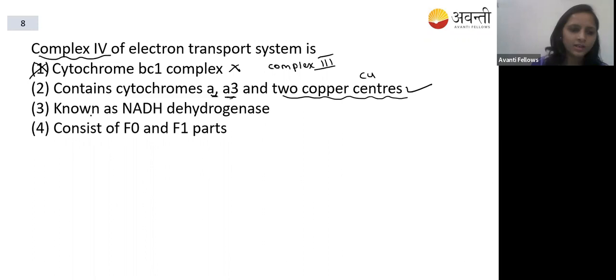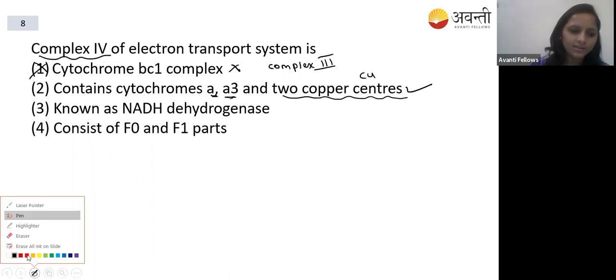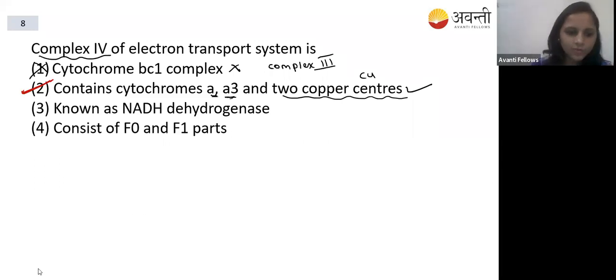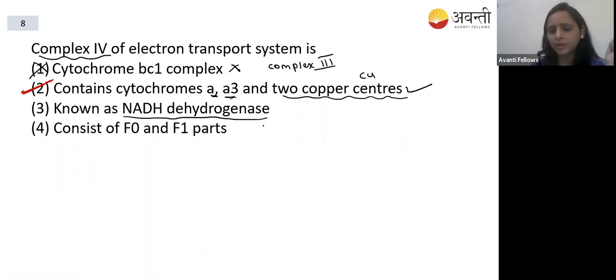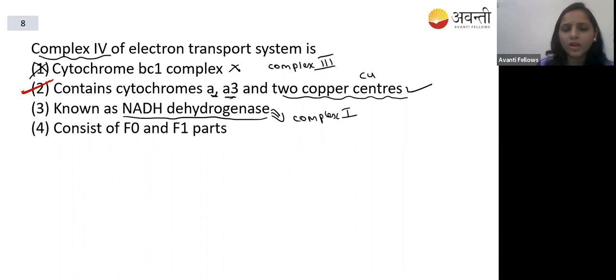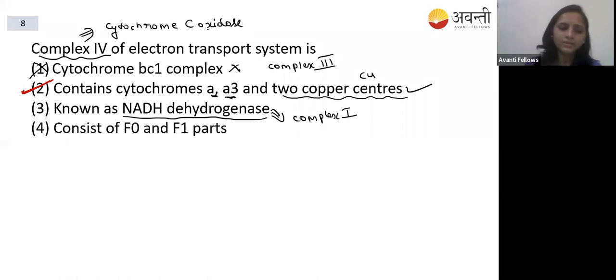Okay. So that is the reason option 2 is the correct answer. Let us see why options 3 and 4 are not correct. See here, option 3. What are they telling? Known as NADH dehydrogenase. No. Complex number 1 we will call NADH dehydrogenase. So what will we call complex number 4? Complex number 4, we will call cytochrome C oxidase, right? That's why the third is not the correct answer.